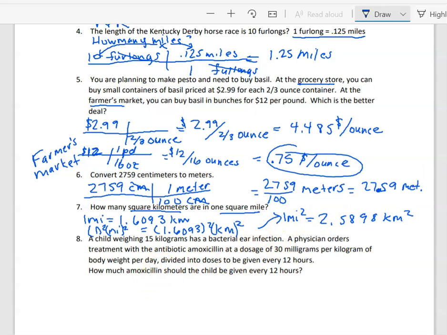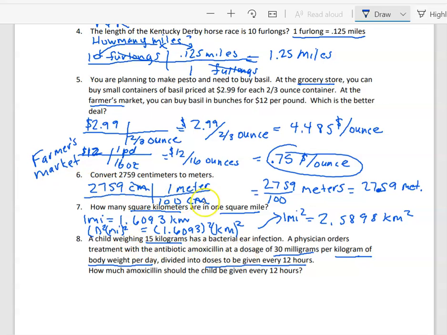Okay, last problem to help kind of with chapter 2 homework. A child weighing 15 kilograms, so we've got a child that weighs 15 kilograms. They've got a bacterial ear infection. A physician orders treatment with the antibiotic amoxicillin at a dosage of 30 milligrams for every kilogram of body weight per day. Okay, but they're going to divide that into 2 doses to be given every 12 hours. So how much amoxicillin should the child be given every 12 hours?